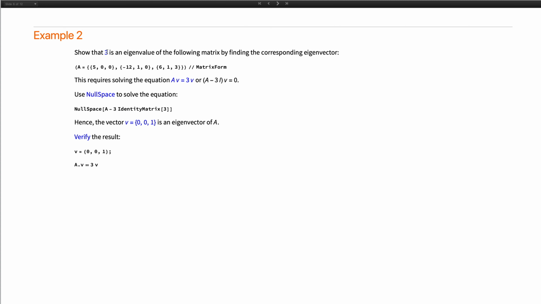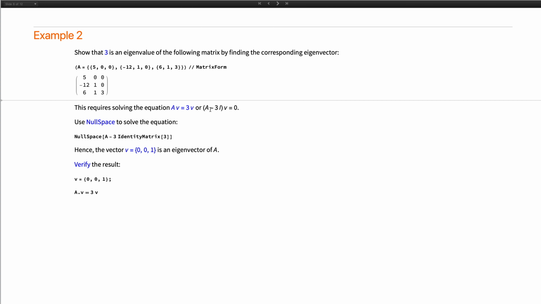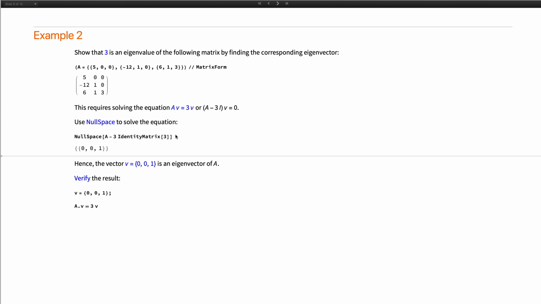Example 2: let's say you have the number 3, and let's show that 3 is an eigenvalue of the matrix here by finding the corresponding eigenvector. Again, you need to solve the equation AV equal to 3V, using NullSpace. You get back the answer 0, 0, 1, which you might have guessed from the last column here. So the vector 0, 0, 1 is an eigenvector for this matrix. Let's check that. And you do see that it is an eigenvector. So the eigenvalue is 3, and the eigenvector is the vector 0, 0, 1.